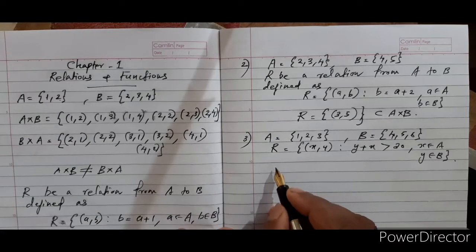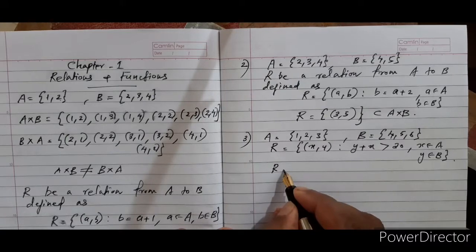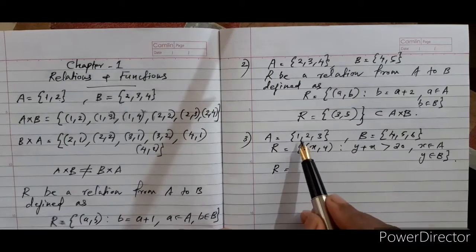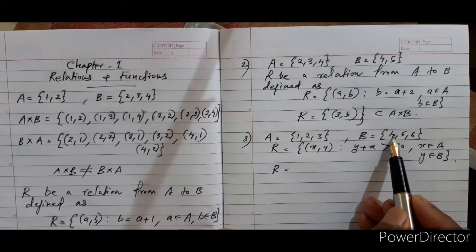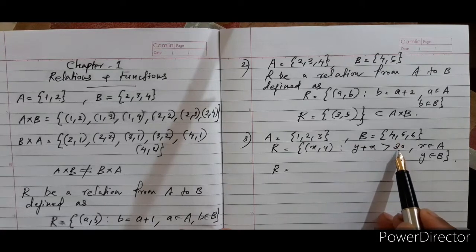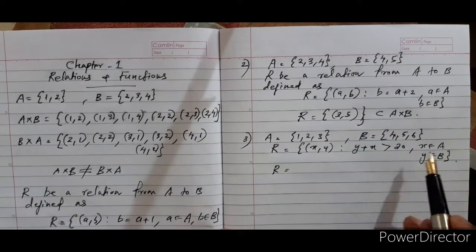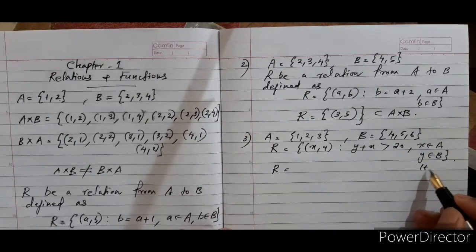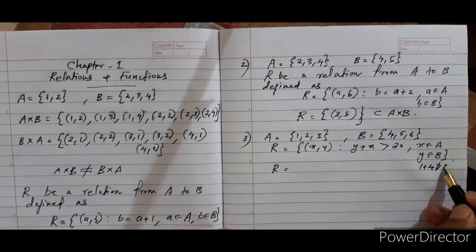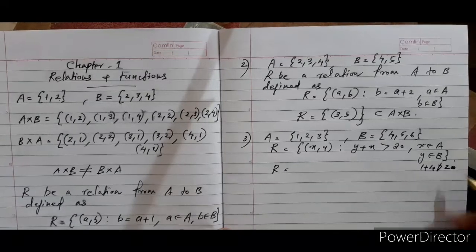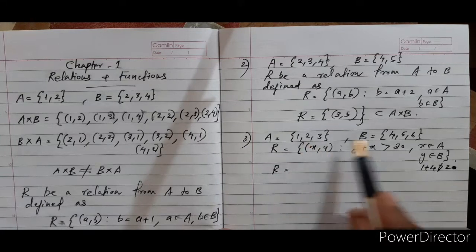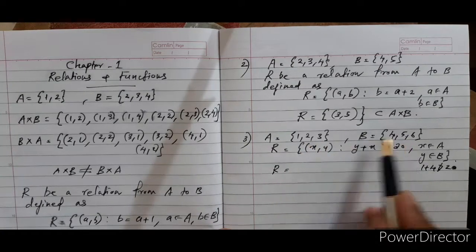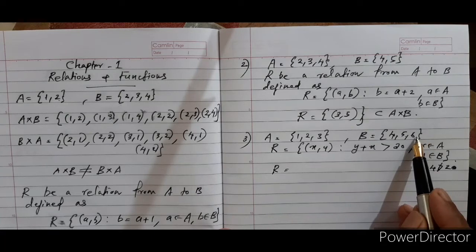So let us find elements of R. Take first element of A. When x equal to 1, take y equal to 4. 1 plus 4, that is 5, which is not more than 20. So 1 is not related to 4. Same way take 1 and 5. 1 plus 5 is not more than 20. 1 plus 6 is not more than 20.